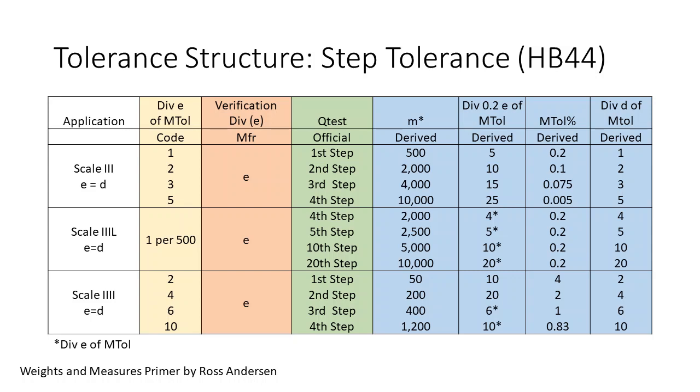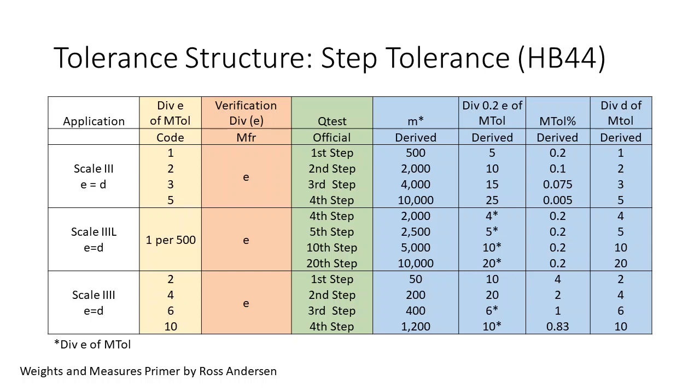We see very few approved instruments with N over 6667. The Class 3L structure has a larger number of proportional steps. The effective tolerance is 0.2% of test load at the top of each step.